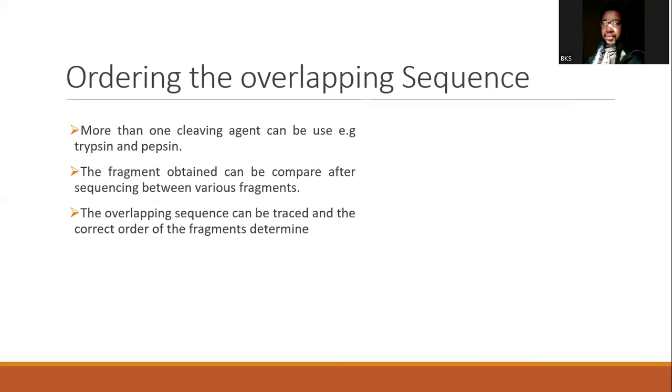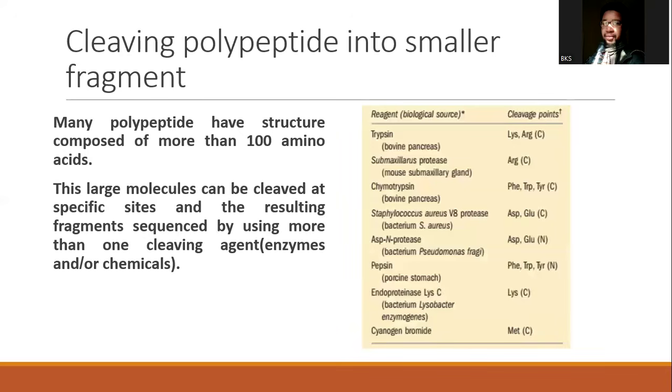Then the next thing is to order the overlapping sequences. When you are doing the second step, creating the fragments using a reagent, when you use one particular reagent on a particular polypeptide, you can get several sequences, like 10 sequence fragments. So you can decide not to use only one enzyme or only one reagent. You can use two or three or even four sometimes. Each of these will have its own fragments, so you can sequence the fragments.